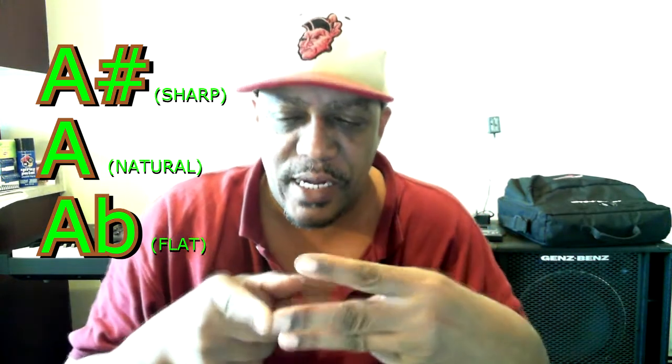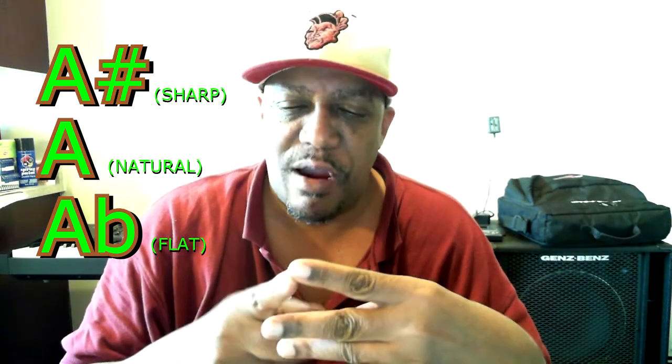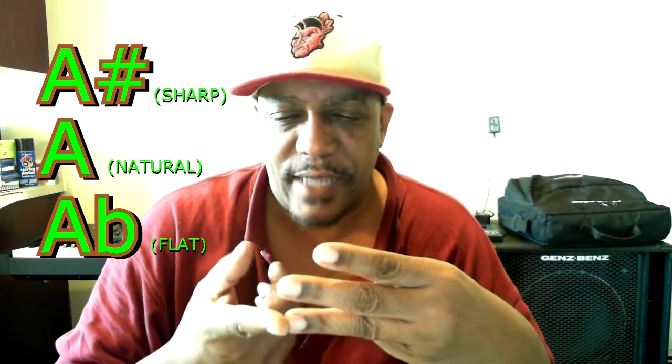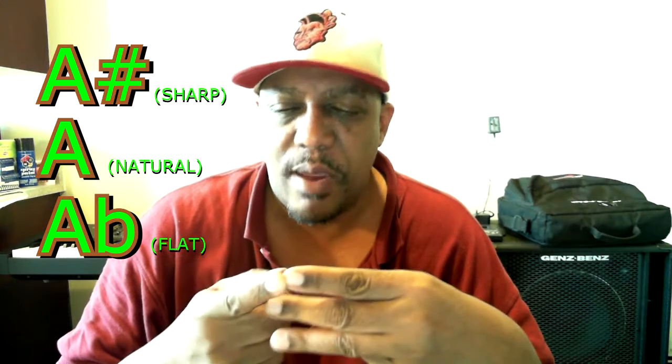Now the A natural sits in the middle. If I turn sideways, A natural sits in the middle. A sharp, sharp meaning higher. A sharp is a half step higher than A. And then you have A flat. A flat is a half step lower. If you just remember flat, lower, like a flat tire, and sharp, higher or raised, like you got too much air in your tire. And then a natural.